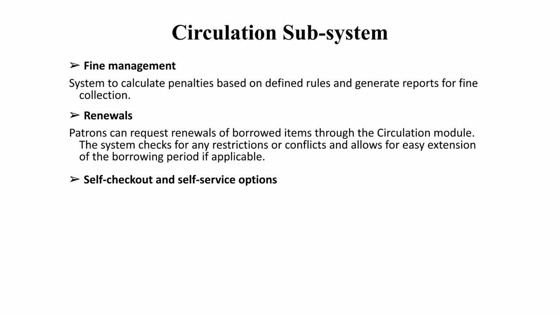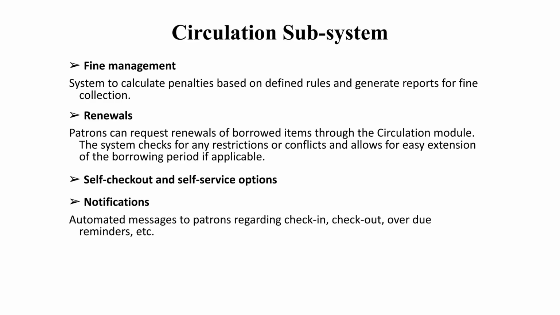Through this, the library user can perform self-checkout or self-check-in for their library books or library materials. The next part of the circulation subsystem is notification. Many library automation software or systems can give automated notification for check-in and check-out of library materials, and also reminders for overdue items.